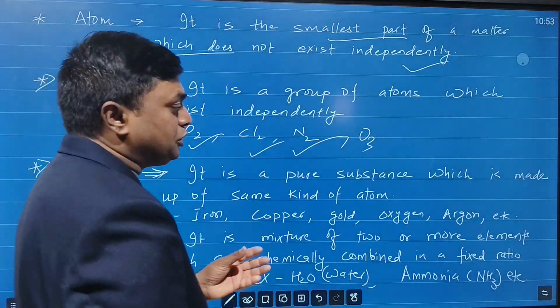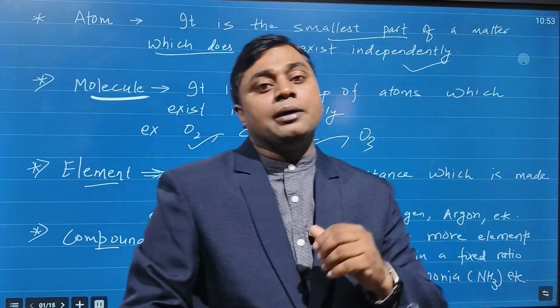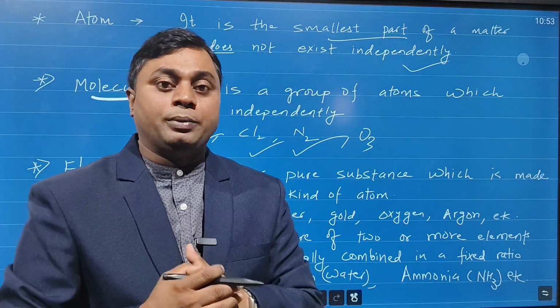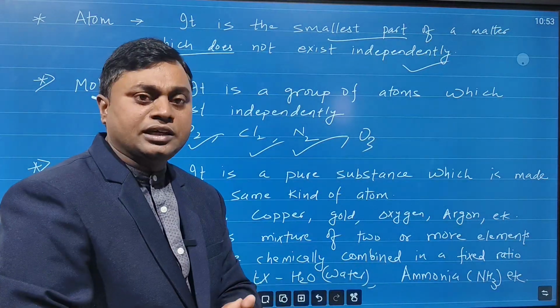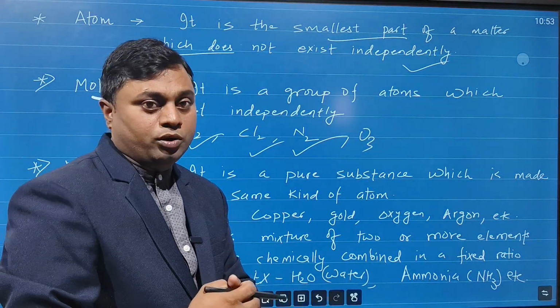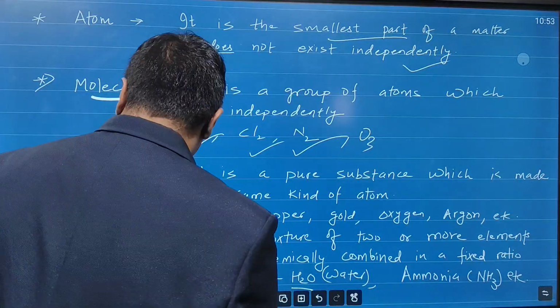What is a compound? It is a mixture of two or more elements which are chemically combined together in a definite ratio by mass. Like water. Water is a compound. Ammonia is a compound. Carbon dioxide is a compound. So how it is a compound we can see also.